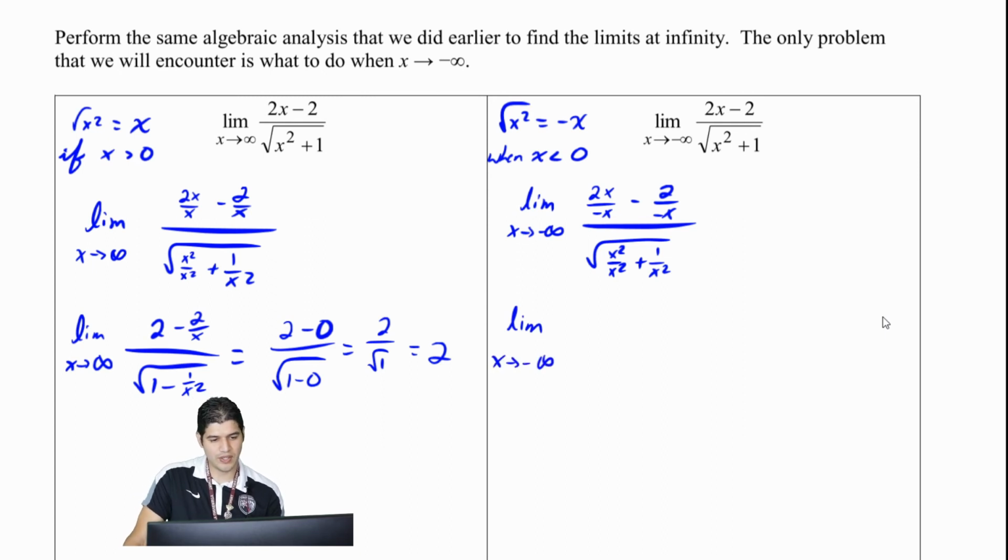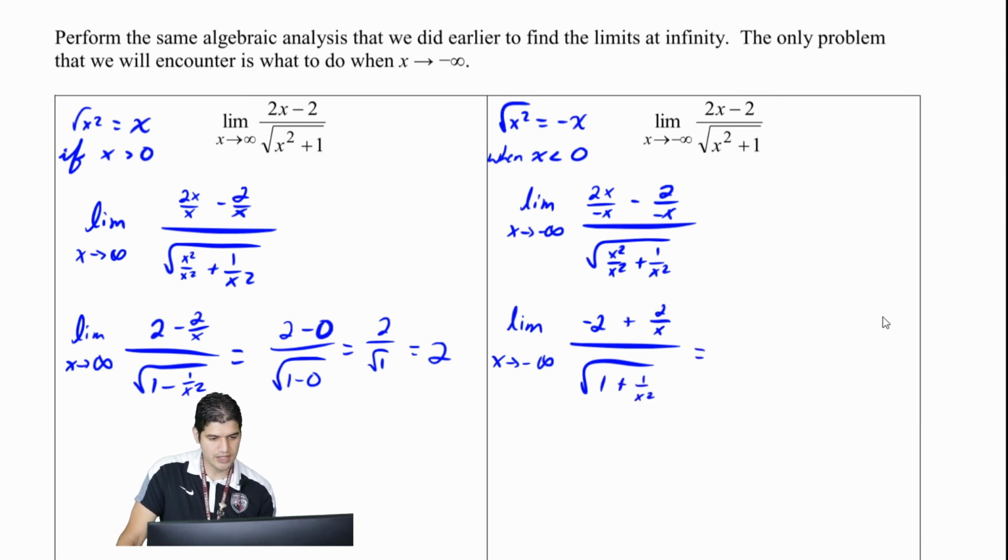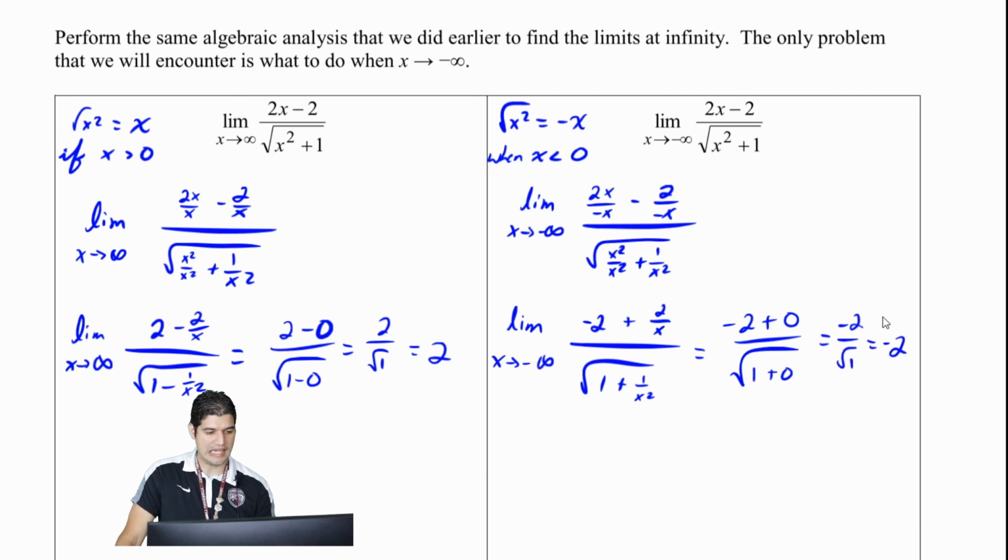Let's simplify this. So I get negative 2 plus 2 over x over the square root of 1 plus 1 over x squared. Now let's make our substitutions. So I get negative 2 plus 0 over the square root of 1 plus 0. And I'll get negative 2 over the square root of 1, which is negative 2. So on the left side, I have a horizontal asymptote at negative 2.